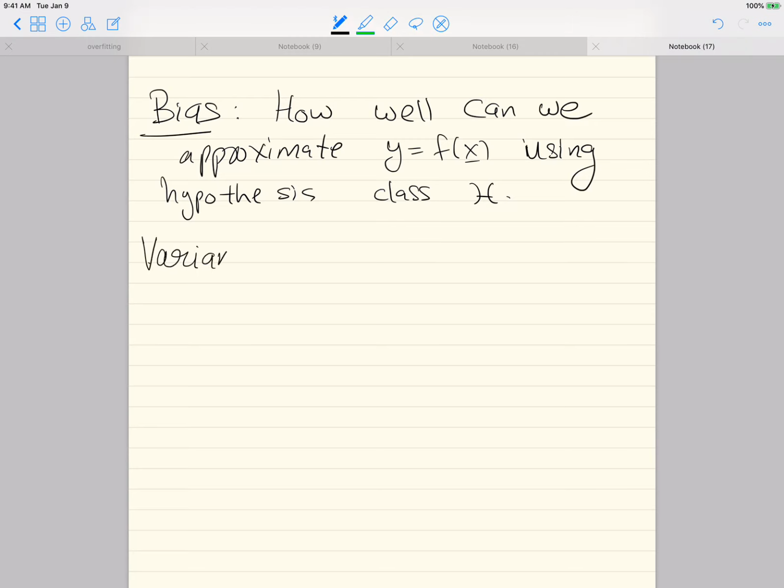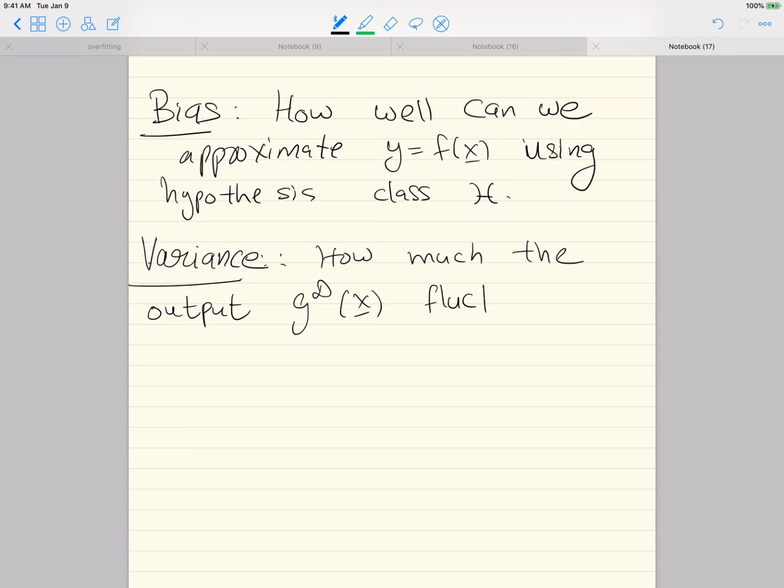Variance tells you how much the output G_D of x fluctuates around G bar of x as we change D. So for different data sets, how much does G_D of x fluctuate with respect to the mean value? If the fluctuations are large, the variance will be large.